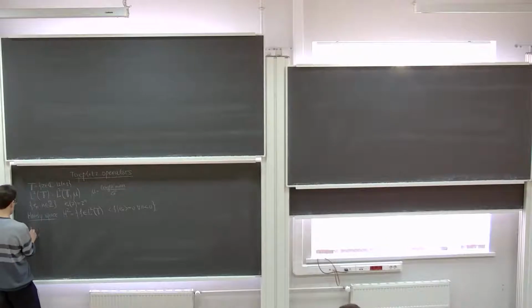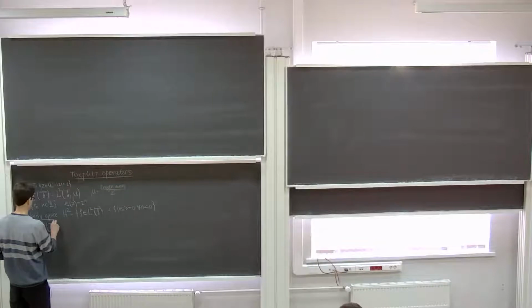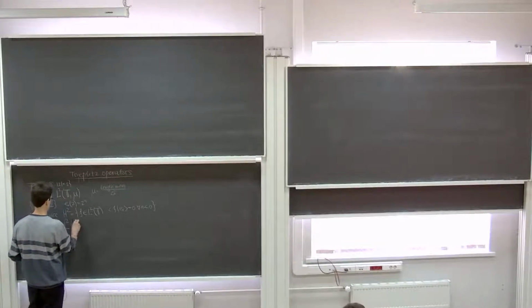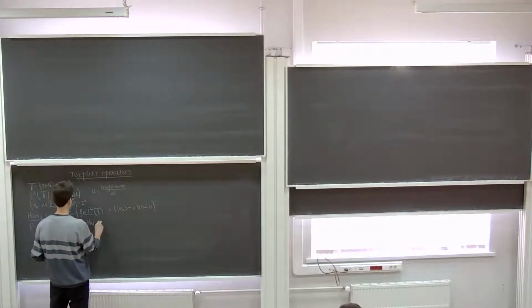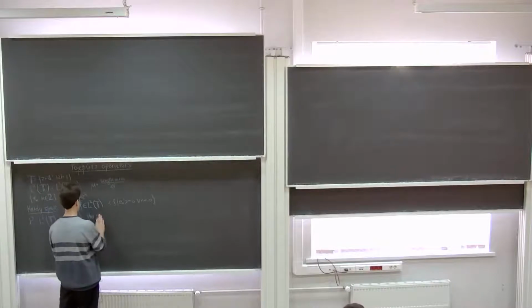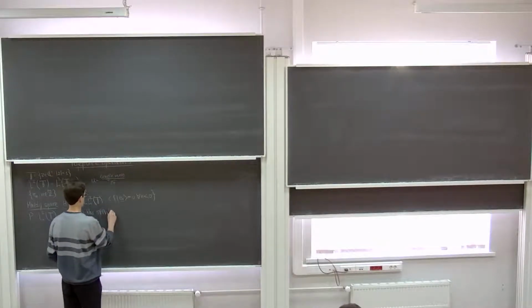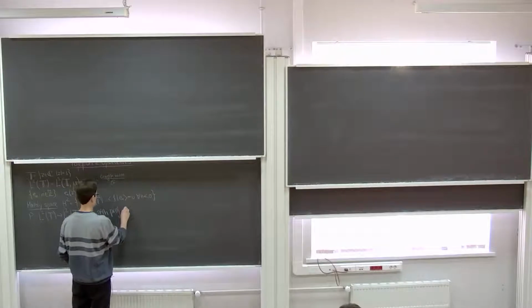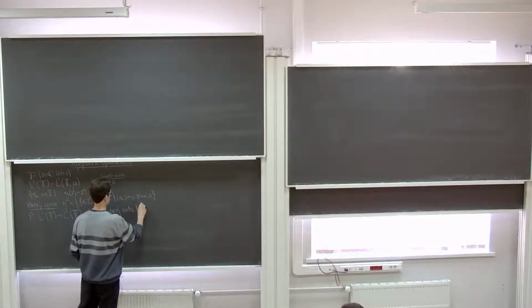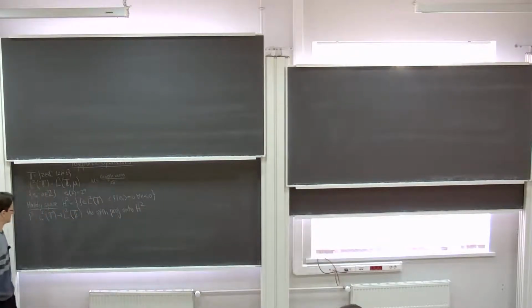We denote by P the orthogonal projection onto the Hardy space, the so-called Riesz projection.